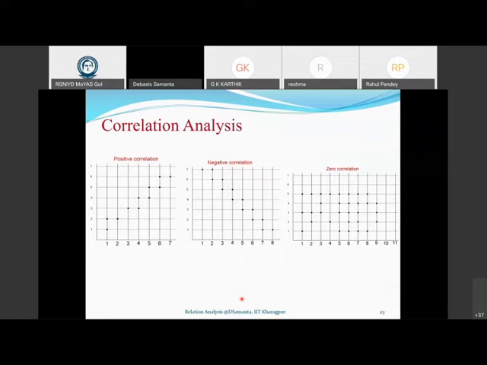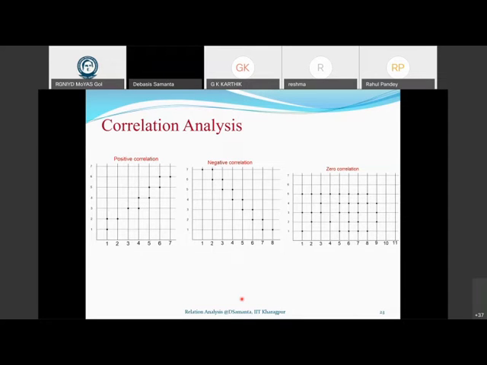As I said, there are three different types of correlation. Here is how positive correlation looks. I didn't draw a line passing through all the points, but you can easily draw one. Positive correlation means a straight line with a positive slope. A negative correlation is a straight line with a negative slope. And for zero correlation, you cannot draw any line because the points are random. So from the graph itself, we can get a little idea about whether the correlation is positive, negative, or zero.